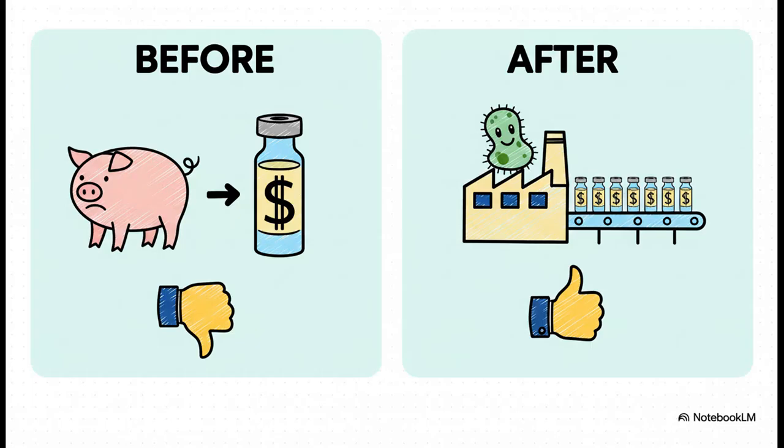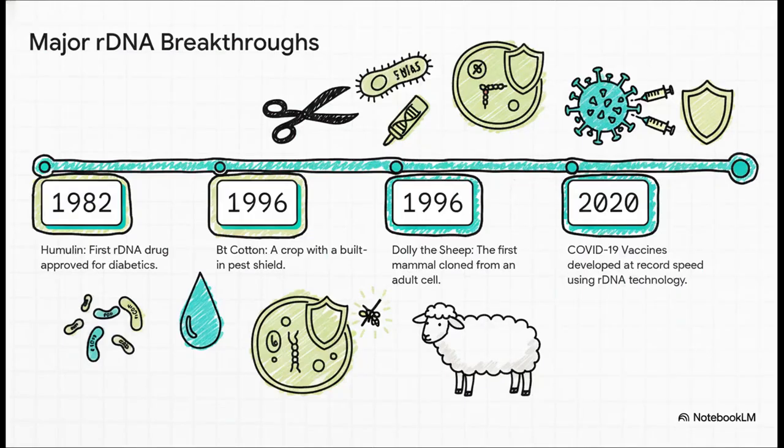Take insulin, for example. Scores of people with diabetes need it to live. Before, we had to get it from the pancreas of pigs and cows. It was super expensive and sometimes caused allergies. But now, thanks to rDNA, we just put the human insulin gene into bacteria. These bacteria become tiny insulin factories, producing huge amounts of pure, safe, and affordable human insulin, called Humulin. What a game changer.